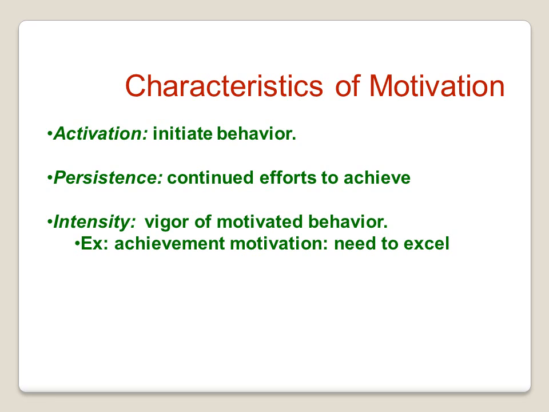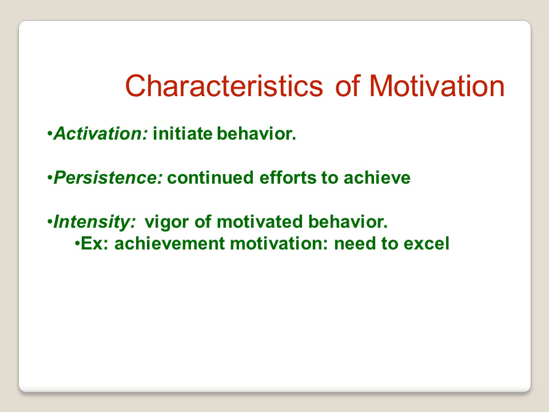Characteristics of motivation. So, three characteristics here. First we have the activation phase. With the activation, you are initiating some kind of behavior. With the persistence, you are continuing to work towards achieving whatever your goal is. And then intensity, the vigor of motivated behavior. So this is basically how much effort you put in and how vigorously you are working towards achieving that particular goal.